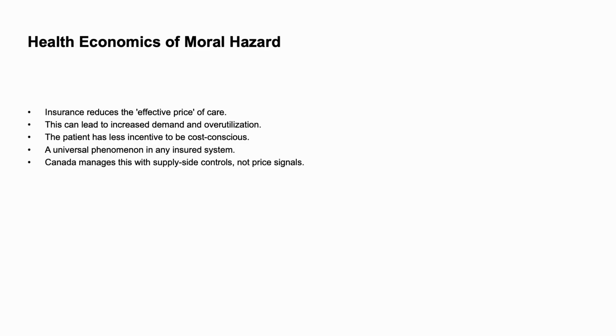This is a fundamental difference in policy philosophy. The U.S. uses a market-based tool, price, to manage demand, while Canada uses a centrally planned tool, supply, to manage it. This is a vital distinction for understanding the economic workings of both systems.